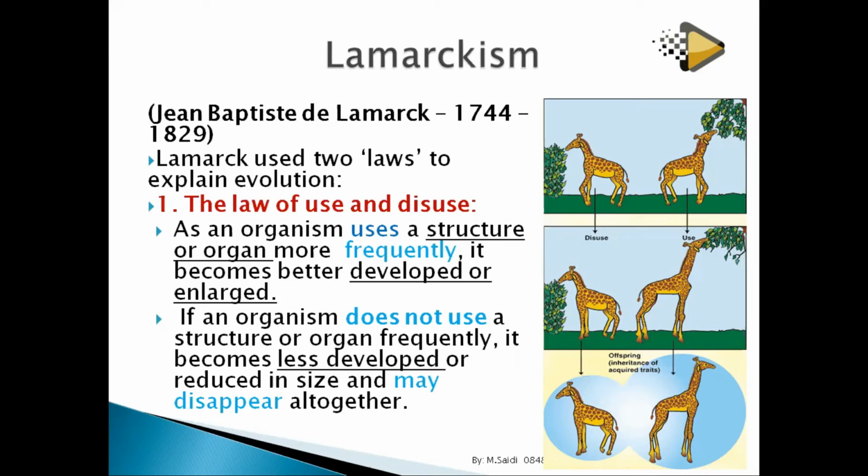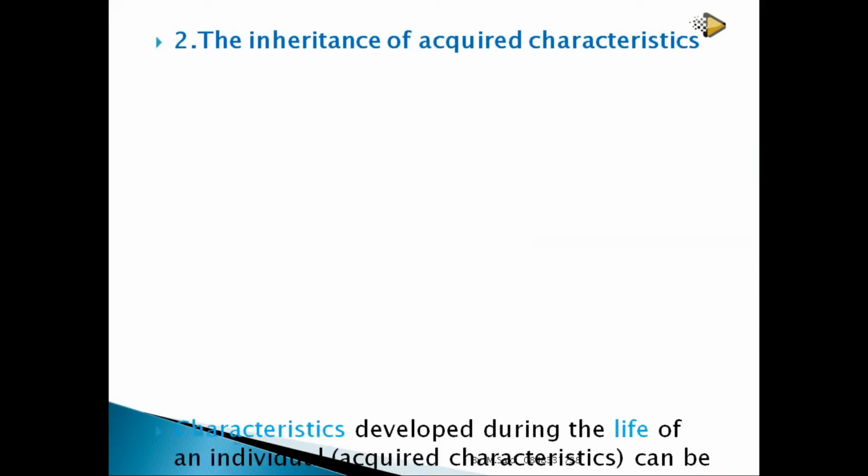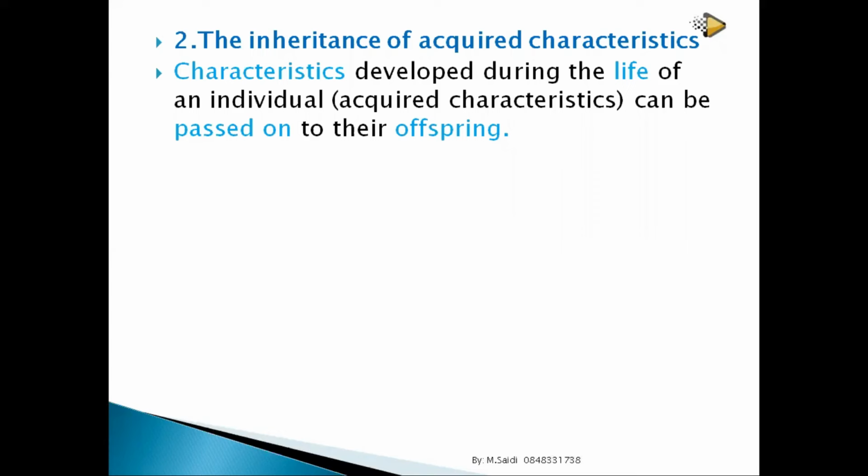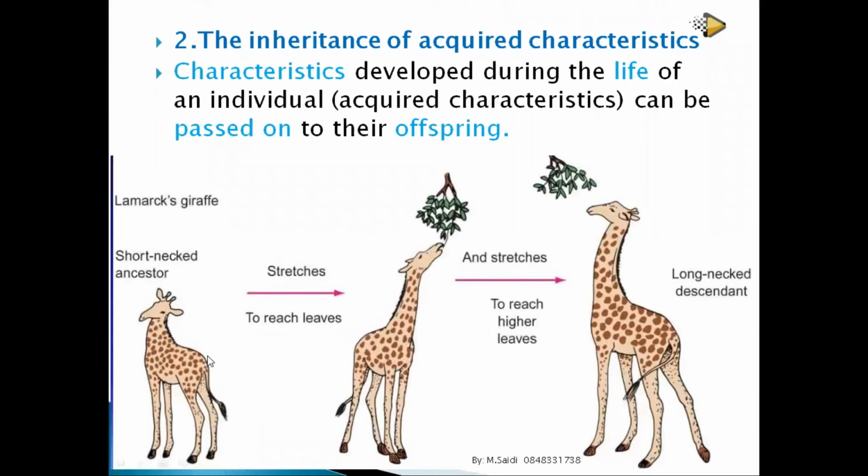And then the law of inheritance of acquired characters, that's number two. He says that characters developed during the life of an individual can be passed on to the next generation. For example, with these giraffes, the giraffe was stretching its neck, so the neck will be longer, and it passes the genes on to the next generation. The characters which you obtain during your lifetime, you pass them to the next generation.